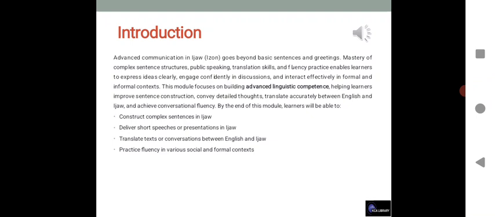Fluency practice focuses on improving speed, accuracy, and natural flow in communication. Through regular speaking exercises and interaction in various social and formal situations, learners develop the ability to communicate spontaneously and effectively. By the end of this module, learners are expected to construct complex sentences in Ijaw, deliver short speeches or presentations, translate basic text or conversations, and more.